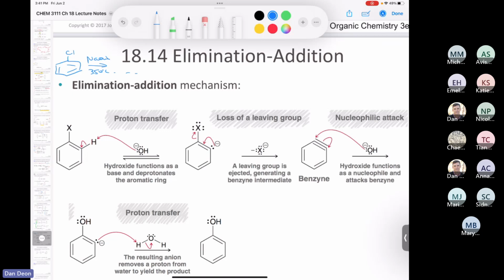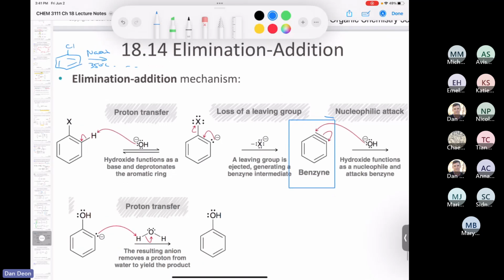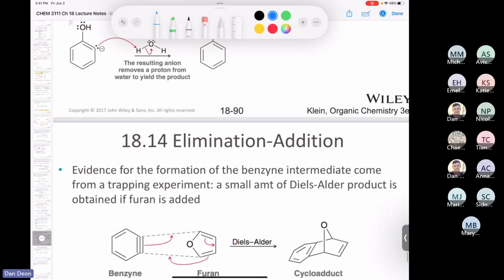First step is just a proton transfer. You form this carbanion, and then you have your loss of leaving group, and you make your benzyne molecule. So there's your benzyne, and now your nucleophile could attack at either carbon, and then a proton transfer in the end. I've never asked this mechanism on a quiz ever in my life, and I don't see myself doing it now, so don't really stress about it that much. But there you go. So elimination addition proceeds through a benzyne.